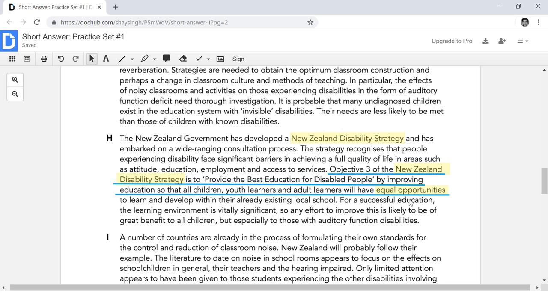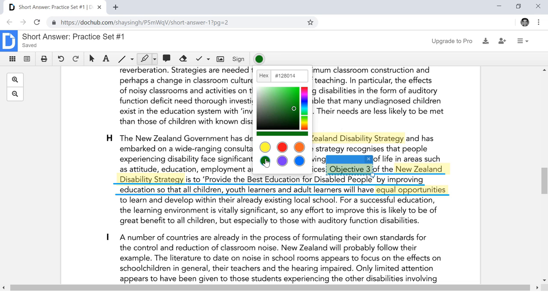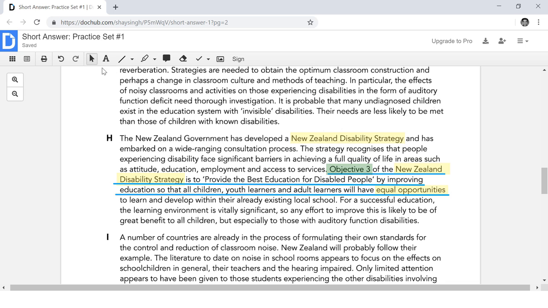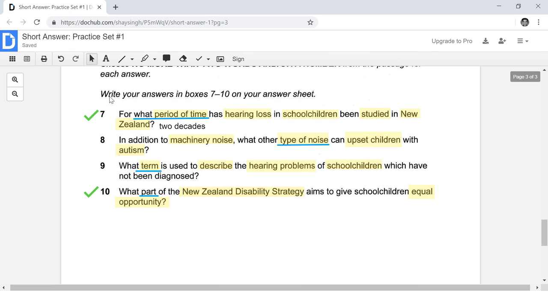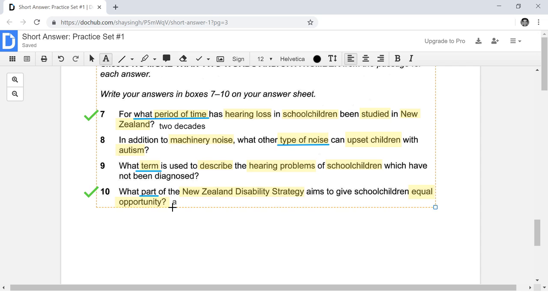So we have to find the part that is helping young learners and children and adult learners to have equal opportunities. What is that part called? It's right here, Objective 3. That is the name of the part. So our answer is Objective 3. And this was our answer to question number 10. So I'm going to put number 10 right there. We're going to scroll down and answer number 10 by saying Objective 3.